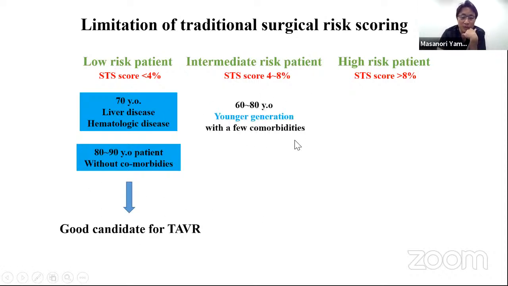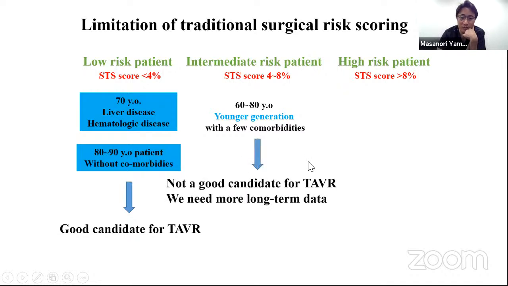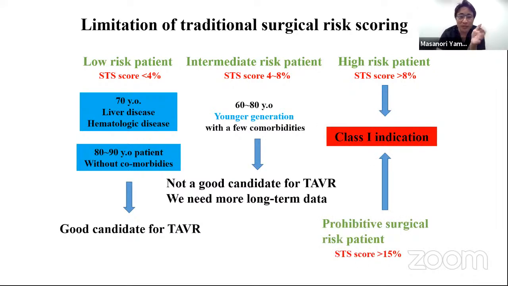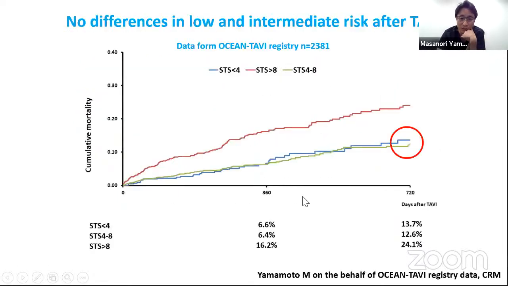And for intermediate risk patients, the 60 to 80 year old younger generation with a few comorbidities, are not good candidates for TAVA. We need more long-term data. Of course, in our ASEAN cohort, the life expectancy is significantly longer compared with Western people. So I think we should focus on the limitation of traditional surgical risk scoring.